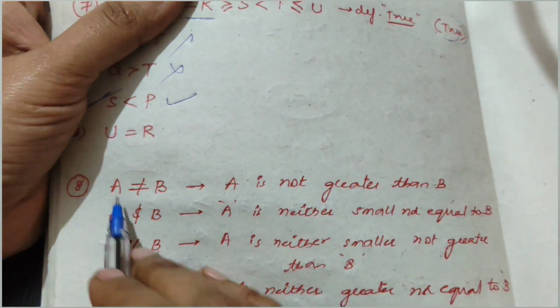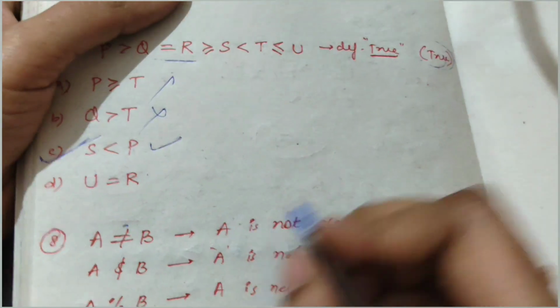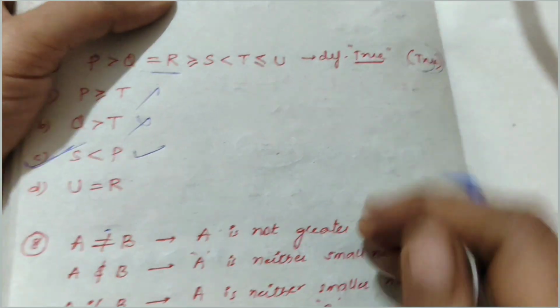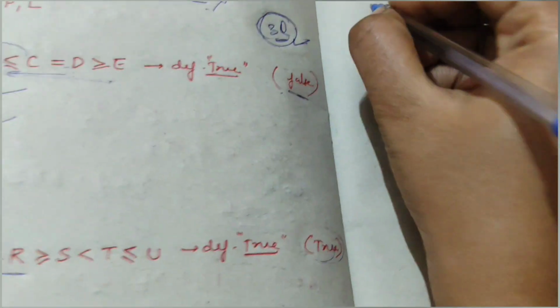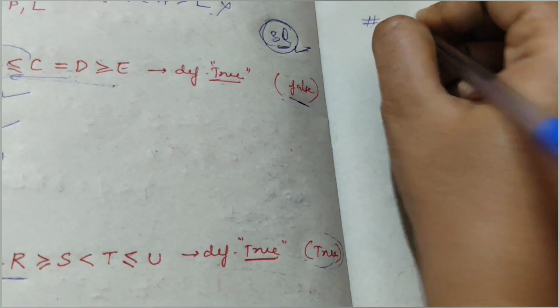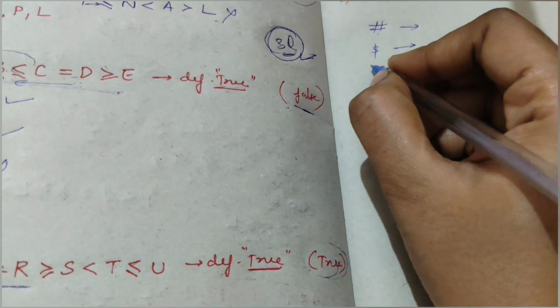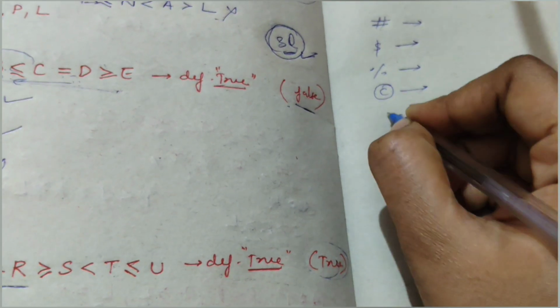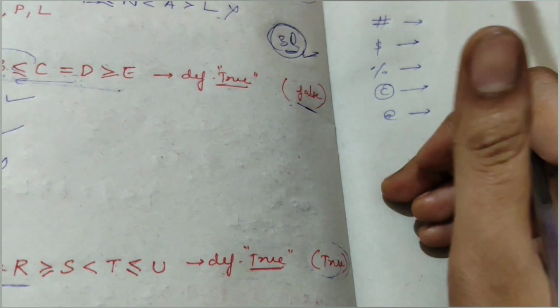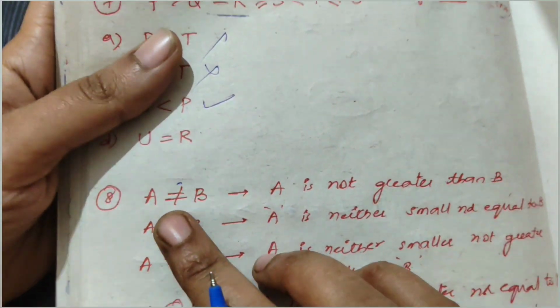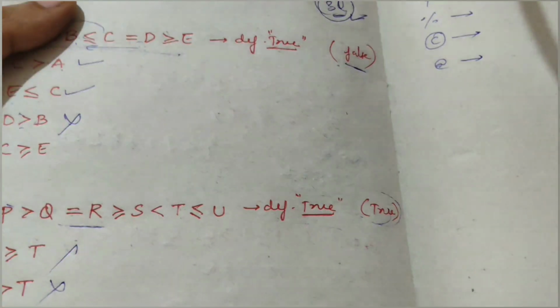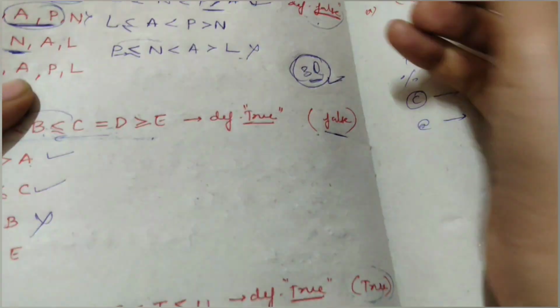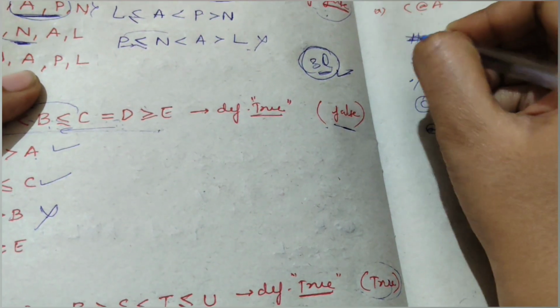Now these symbols are important, we will write them here. For example, here again to confirm, 5 symbols are there: hashtag, dollar, percent, copyright, at the rate. These are the 5 symbols. Now hashtag here means not equal to, okay. This is the not equal to symbol.